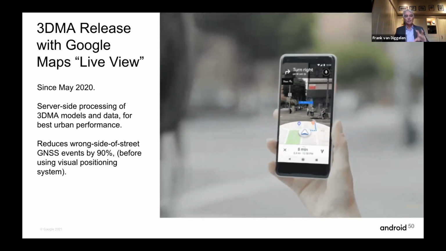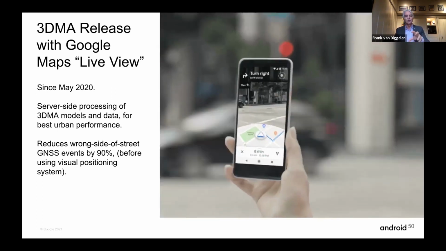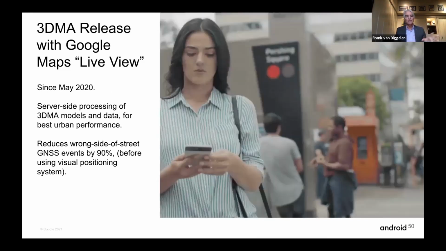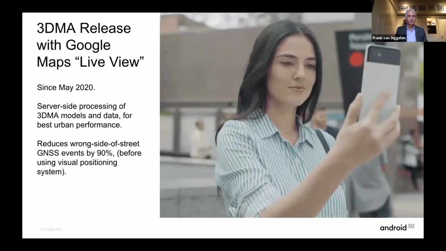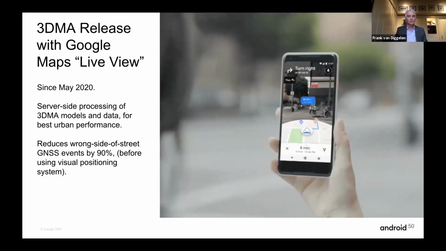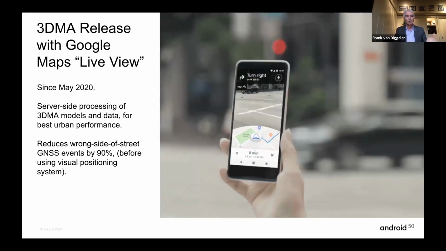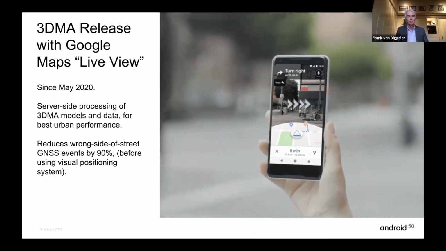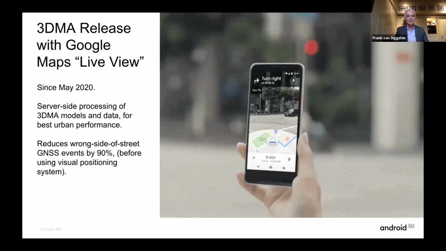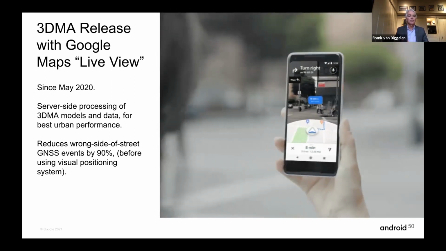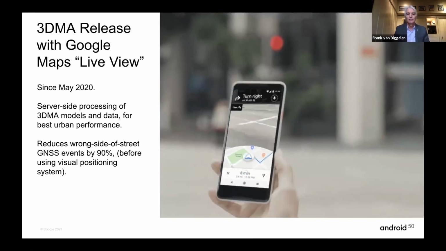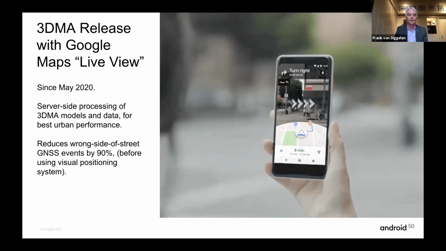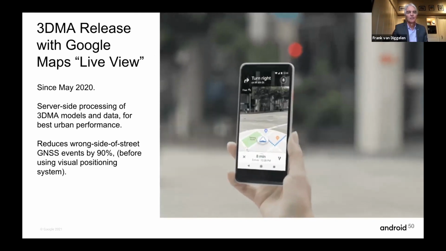And so for this particular implementation, the Live View makes use of server-side processing. And so all of this ray tracing and everything we can do on a server. And so we're almost unlimited in terms of processing power. And so we can deploy the most powerful solution. And we get something like I showed you in that Berlin example. We cut down the wrong side of street events by 90% from before using any kind of processing. So we have 90% fewer wrong side of street events than the GNSS native output.